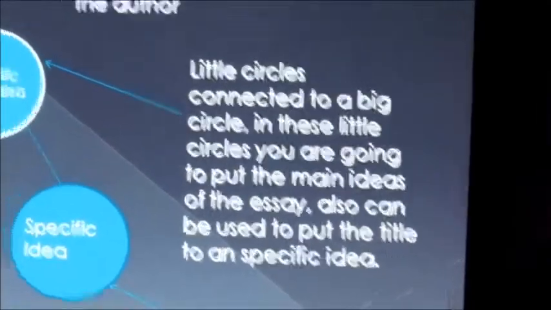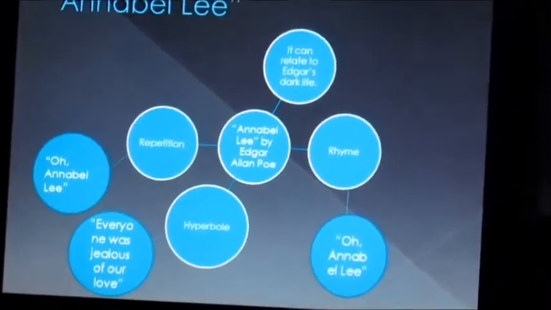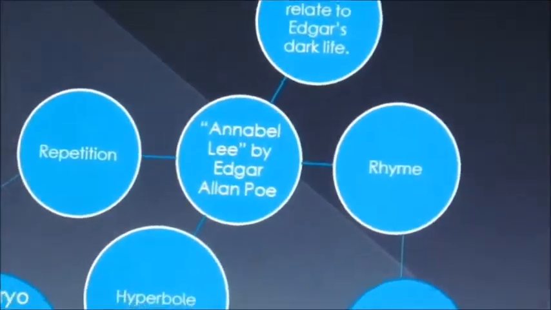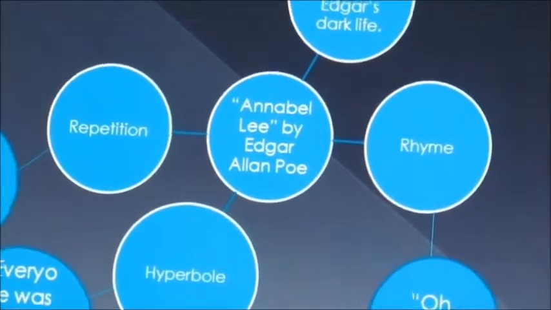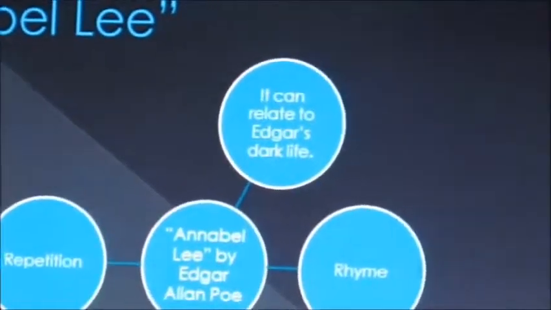Now we're going to show you an example of a bubble map that is already made. In this example, we're going to show you the poem Annabel Lee by Edgar Allan Poe. In the big circle, you can see that it says Annabel Lee by Edgar Allan Poe. Always in the big circle in the middle, you're going to put the title that you're going to talk about and the author of it.